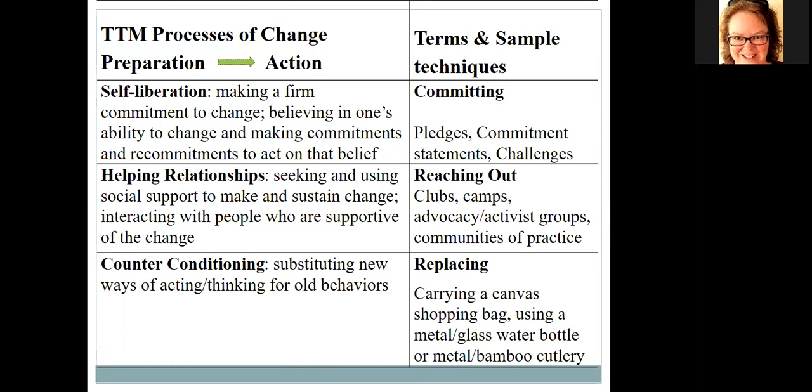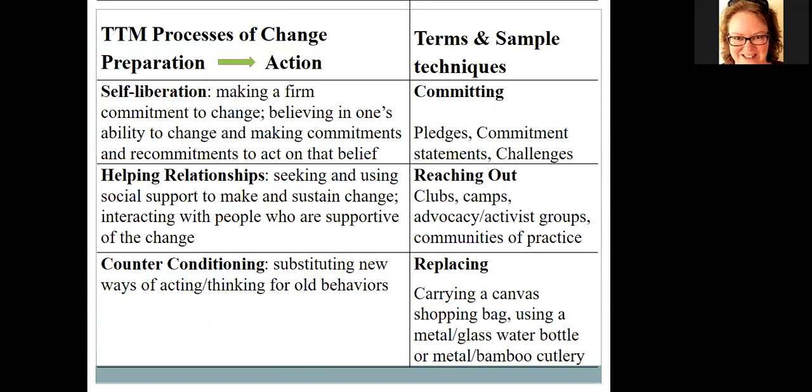Helping relationships, really critically important. And this is one of the ways in which the TTM really differs from other change models that are out there in the literature at a theoretical level. It's really emphasizing our embeddedness in social structures, the fact that we are a social species, and we really need to have these helping relationships with one another to support the kind of changes that we want to see.